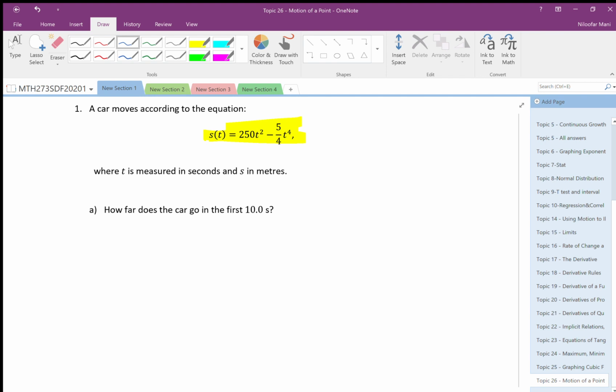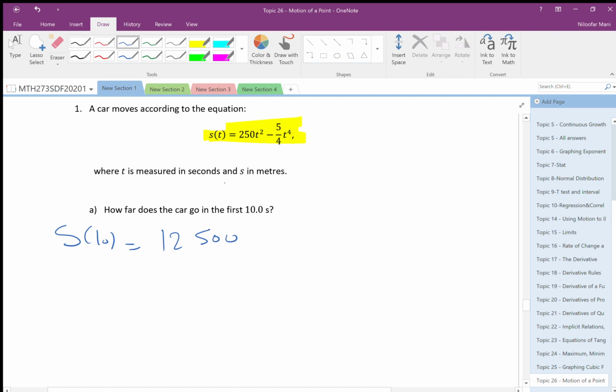So you just have to substitute 10. Okay, so S10. What is S10? Okay, so 250 multiplied by 100 minus 5 divided by 4 times 10,000, right? Which is 12,500, right? Meters. Is it?